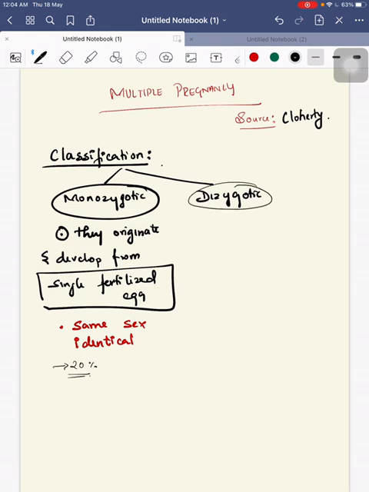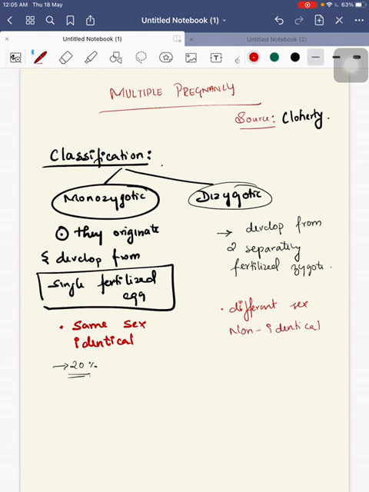Next we'll see dizygotic. They develop from two separately fertilized zygotes. They are of different sex and these are non-identical, and they account for about 80%. This is about their classification according to their zygosity.